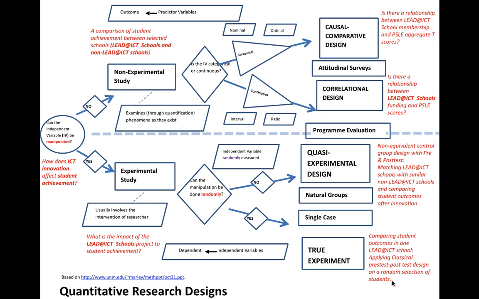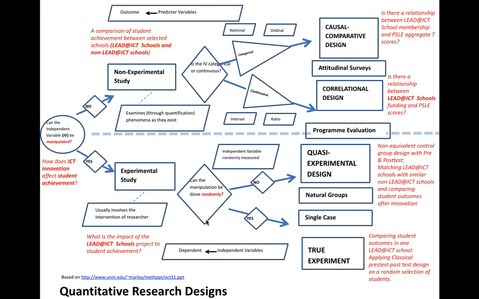And I do a pre-test before the intervention. I expose the experimental and the control group. Experimental means those who actually experience the intervention. Control group, they just do the normal way of doing things without any exposure to the intervention. And then I do a pre-test before exposure and I do a post-test after exposure. And in this way, I do a true experiment. I want to find out, I try to determine whether ICT innovation impacts student achievement.